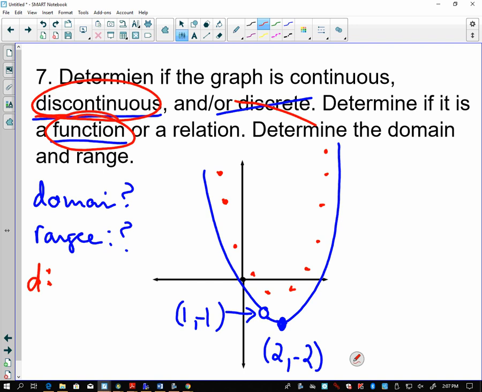Okay, what is excluded from our domain? 1. So we're going to say all real values except 1.